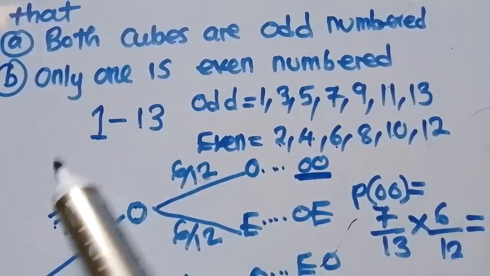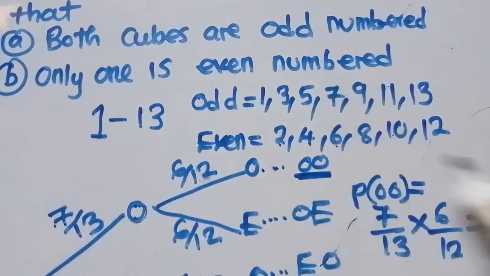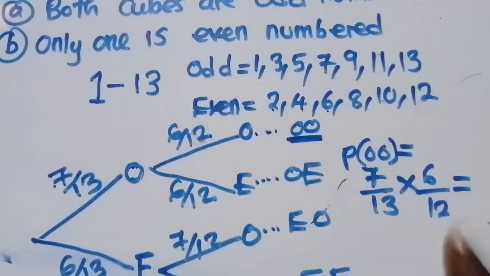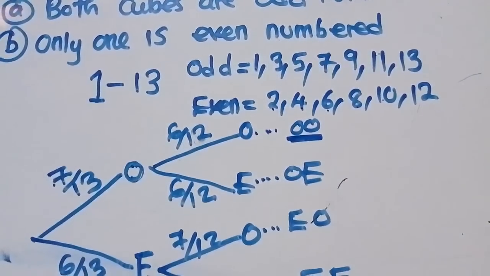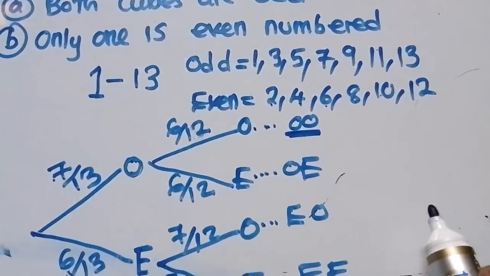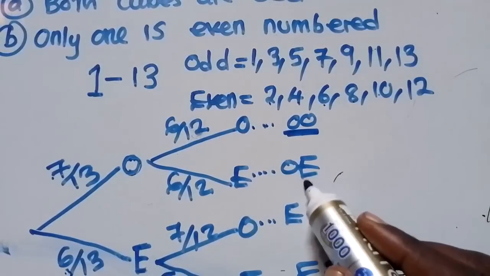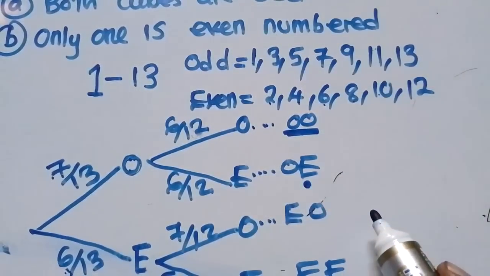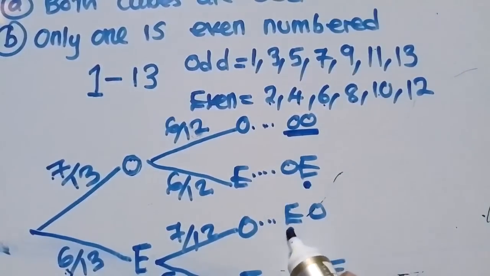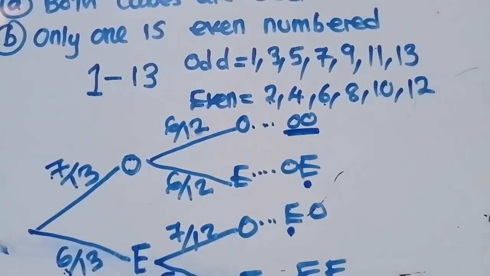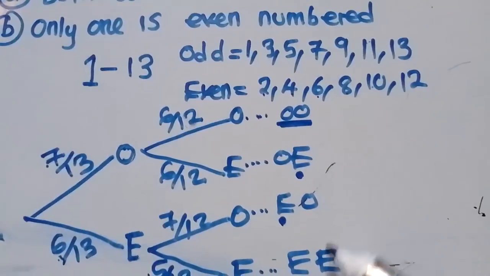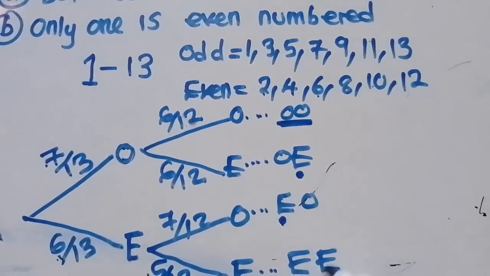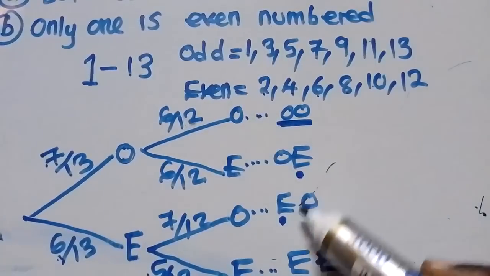Only one is even numbered. So the question is saying only one is even numbered. So where do we have one even numbered? Here there is one. One is even numbered. Here we've got also one even numbered. So the question, only one. You cannot get this one here. These two are even numbered. So we cannot get this one. We'll get these two. So meaning the answer is what?